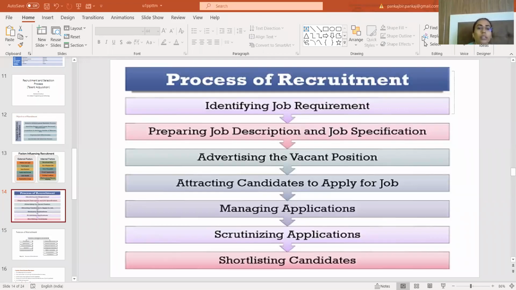Good morning, students. In this lecture, we will talk about the process of recruitment. In the last lecture, we discussed the concept of recruitment, factors affecting recruitment, and the objective of recruitment. So it is a continuation lecture of that series.